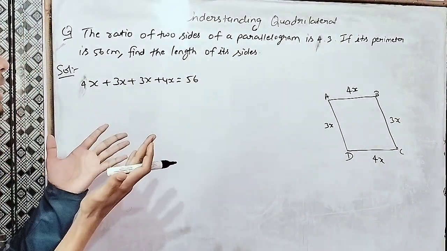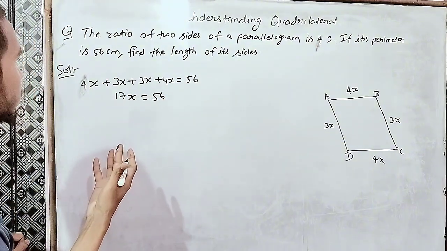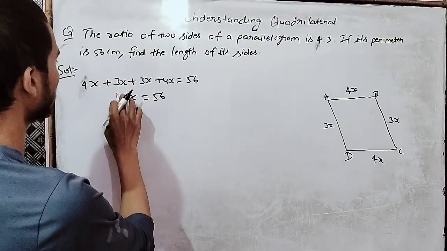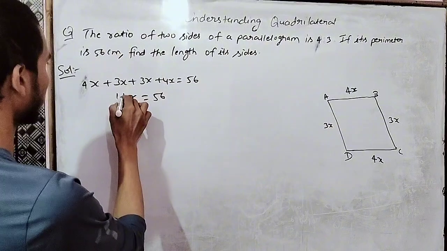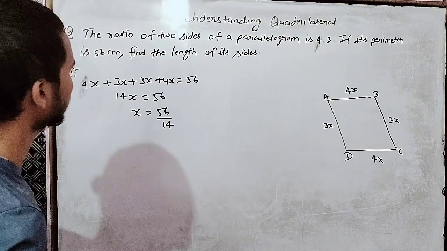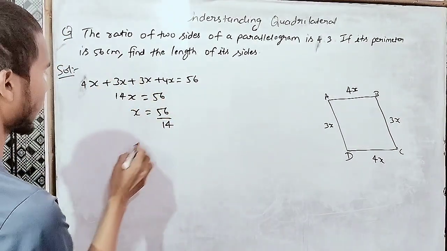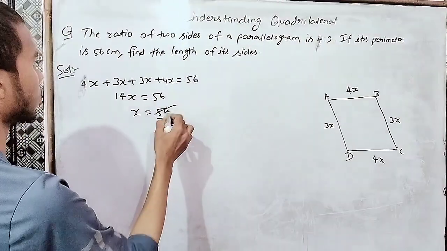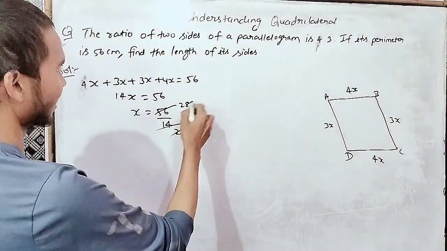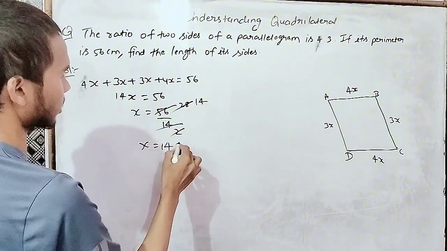3 and 4 is 7, so 7x, 7x plus 7x is 14x, and that is 56. 4 fours are 16, 3 threes are 9, 17x equals 56. What is happening? 14 times... 4, 4, 8 and 3, 3, 6. Okay, 7 twos are 14, 7 fours are 28. So the value of x is 14.